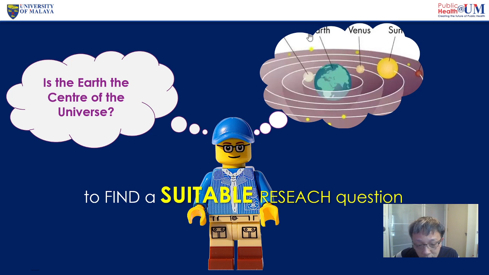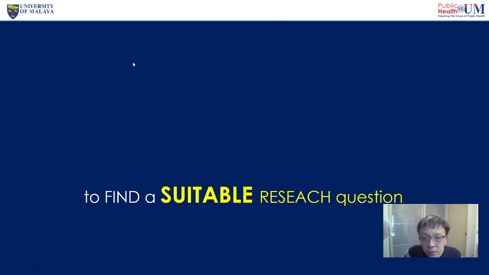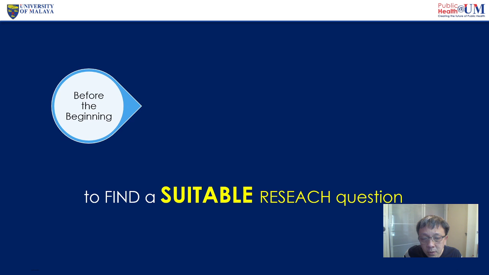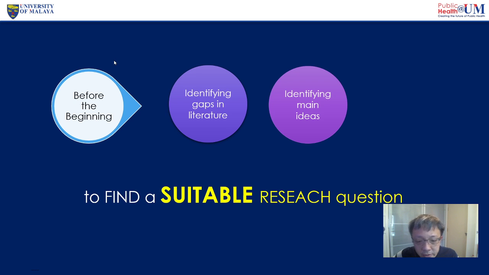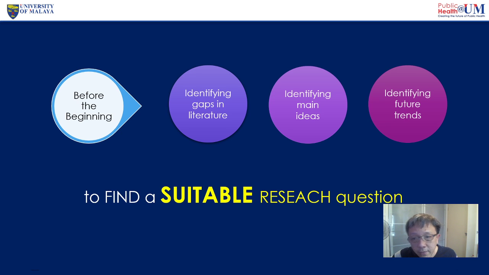So can I say association between exposure and outcome to answer a gap? Correct? Exposure and outcome. That is what we are going to look at later. Alright, what do you mean by exposure and what do you mean by outcome? So before you actually identify your research topic, you basically identify the gap in the research. Then you identify the main ideas and also identify future trends. Most of the time you just identify the gaps in research and main ideas, but future trends are also important.